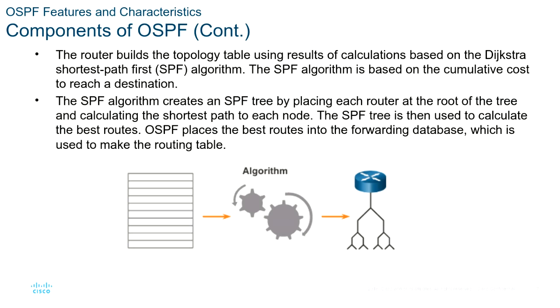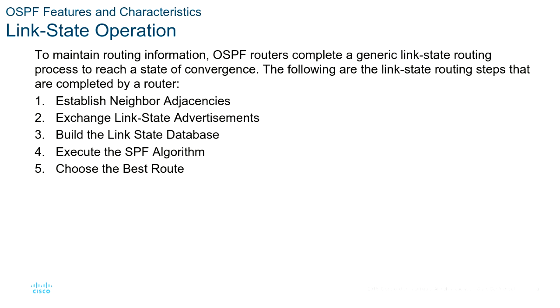Okay, so I sort of went through this already briefly. The routers build their topology table by using the shortest path first algorithm, the same exact algorithm used in spanning tree protocol, and they calculate the shortest path to each node. Then the best results are put in the forwarding database, which is what we call our routing table.